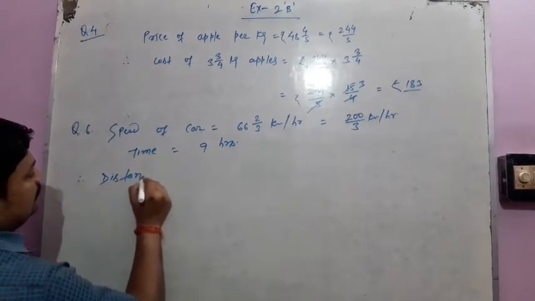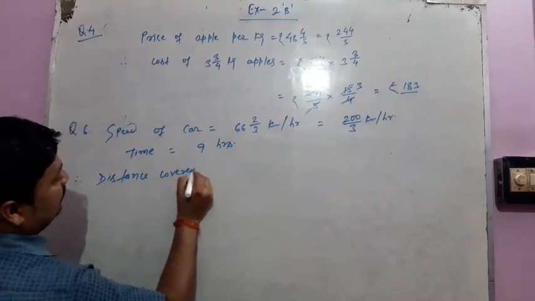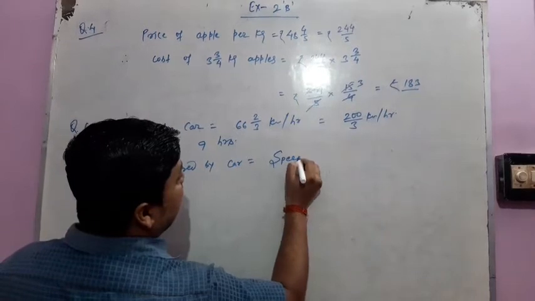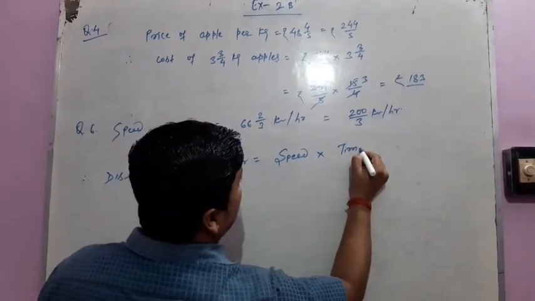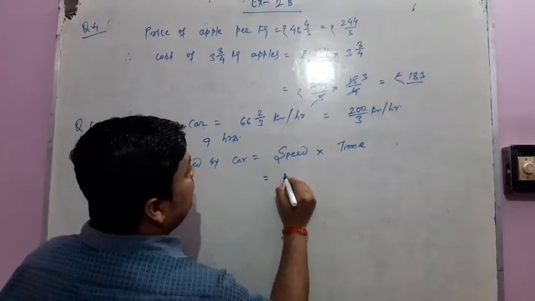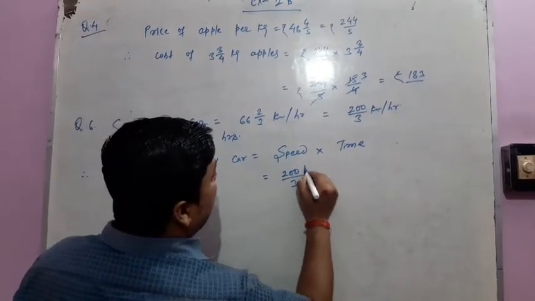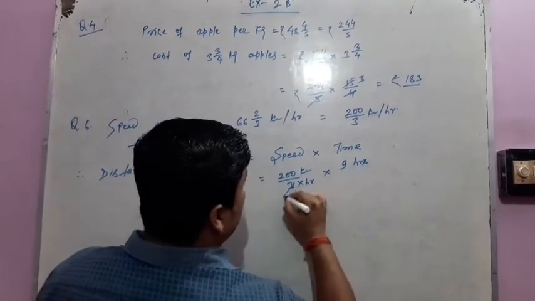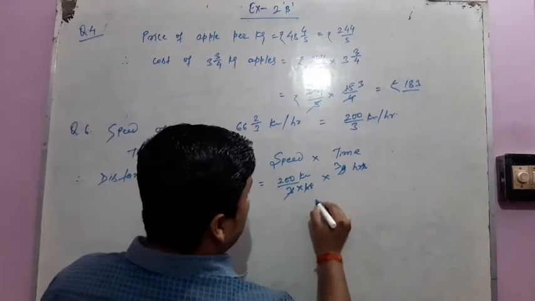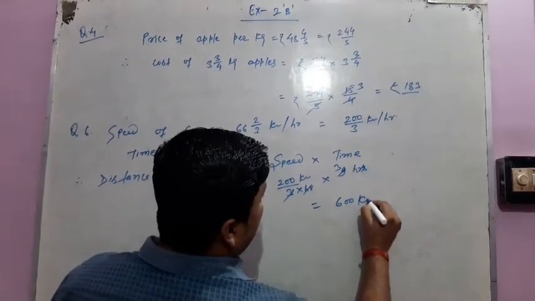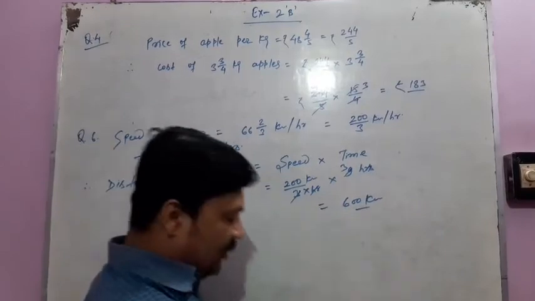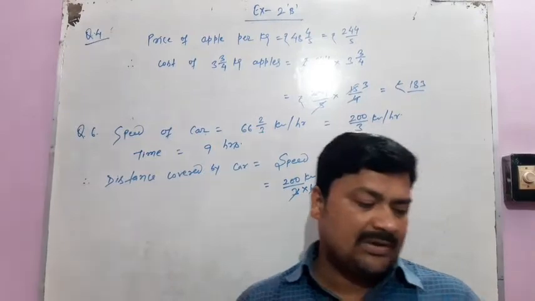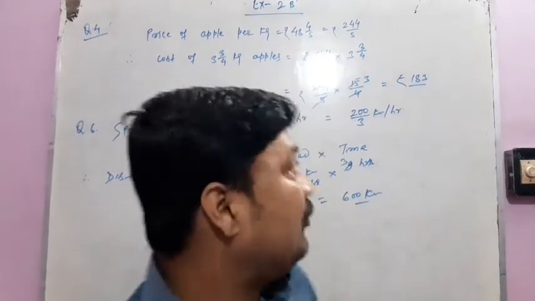Therefore, distance covered by car, that is equal to speed into time. Means the speed is here 200 by 3 km per hour and the time is 9 hours. 3 3 are 9, hours cancel. So the distance covered by the car is 600, 23 are 600 km. Now we have to look here question number 7. First we have to make it clean.